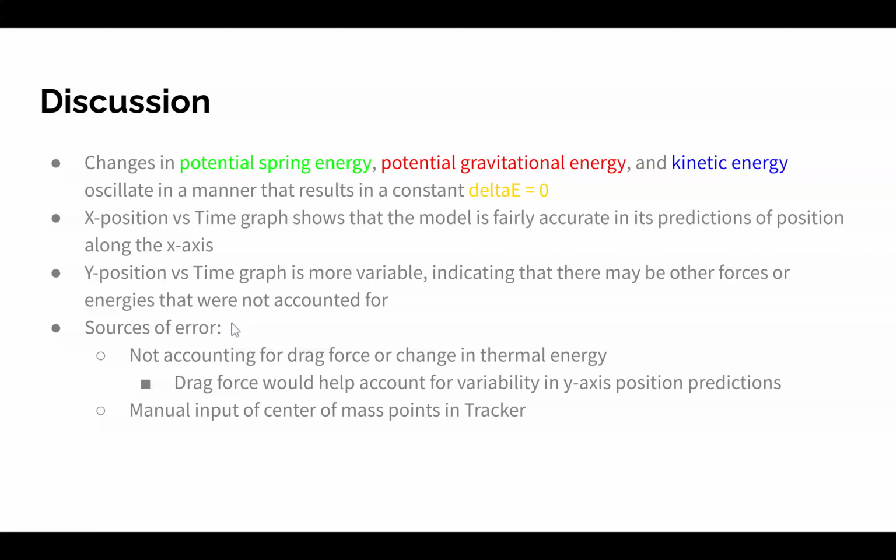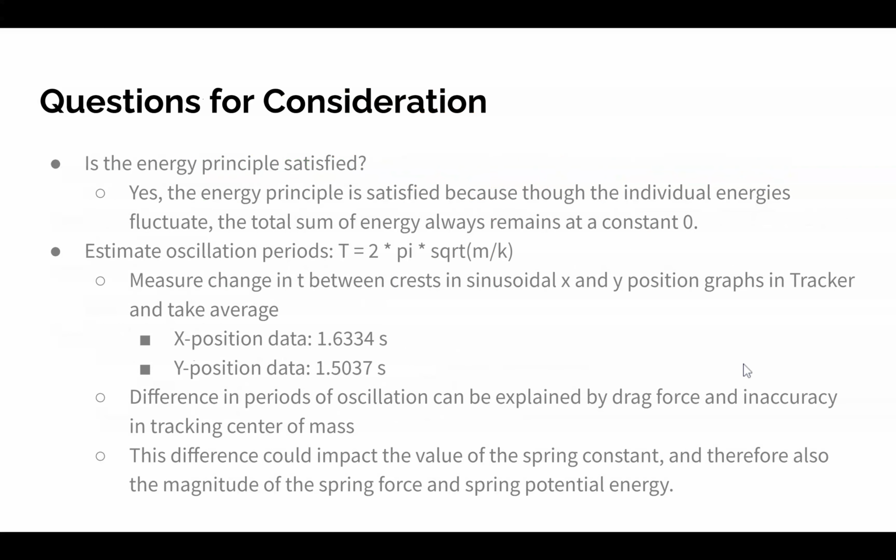Some sources of error here are not accounting for things like drag force or change in thermal energy, which could help account for variability in the y-axis position predictions. Also, I manually inputted the center of mass points in Tracker, which could have been a source of error as well. So is the energy principle satisfied? As I mentioned previously, yes, it is satisfied, because though the individual energies fluctuate, the total sum of energy always remains at a constant 0.